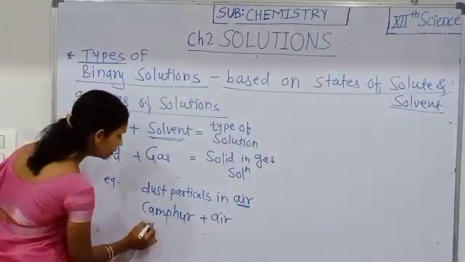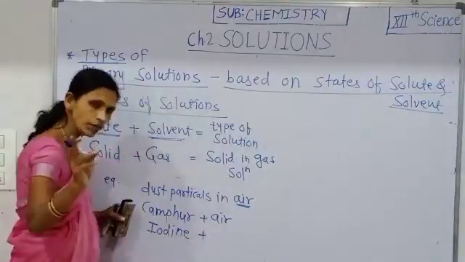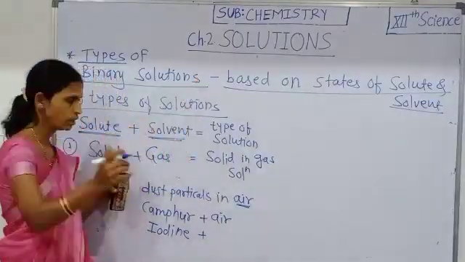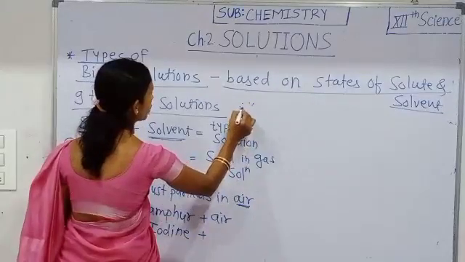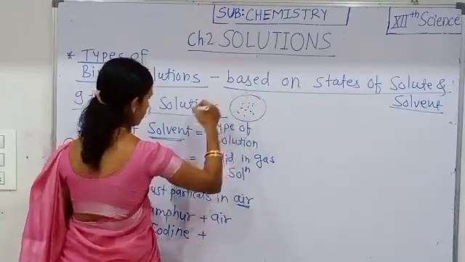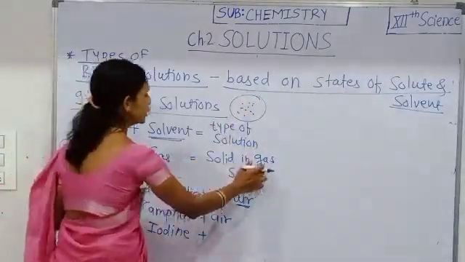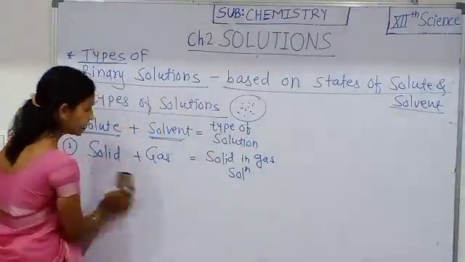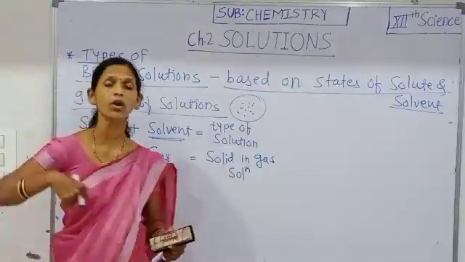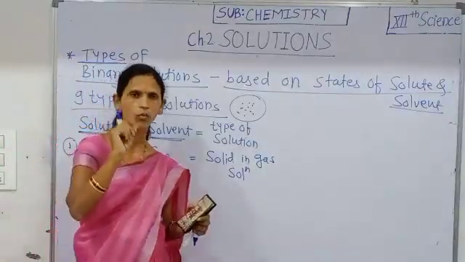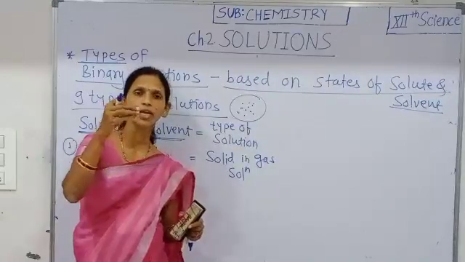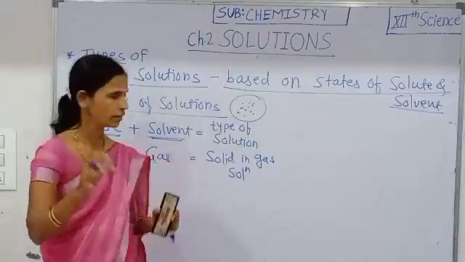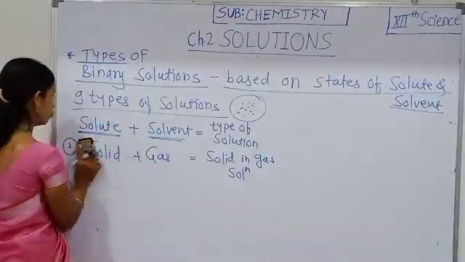Or iodine, that iodine is also a sublimable substance, therefore iodine particles go into the air at room temperature, and those particles of iodine float in the air, and that is an example of solid in gas. As well as the naphthalene ball, that is a dambar body. The size of the naphthalene ball reduces, that means particles of that naphthalene ball go into the air, that means solid mixed into the air, that is the solid in gas type of solution.